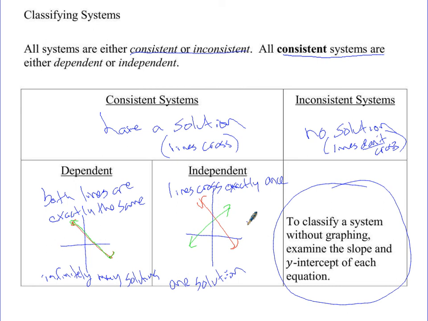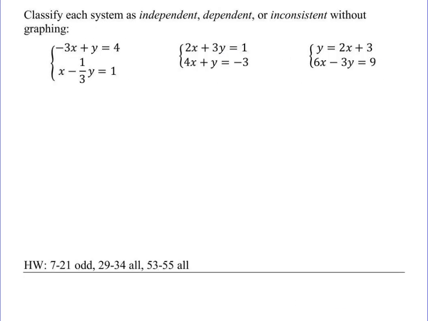Put them in slope-intercept form first. Then look at the slopes. Are they different? Fine. It's an independent system. Are they the same? Well, then you might have a dependent system or an inconsistent system. Look at the y-intercepts then. So, here we go. Classify each system as independent, dependent, or inconsistent without graphing. So put these in slope-intercept form.